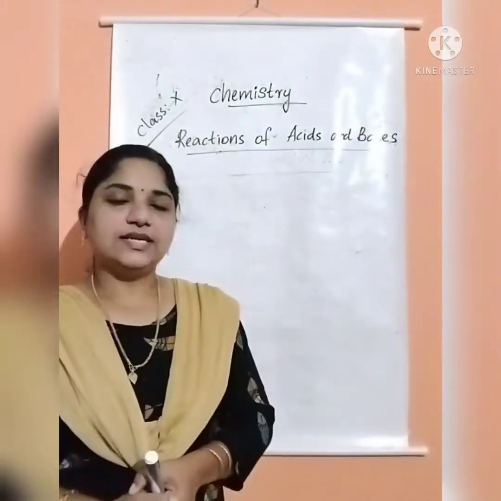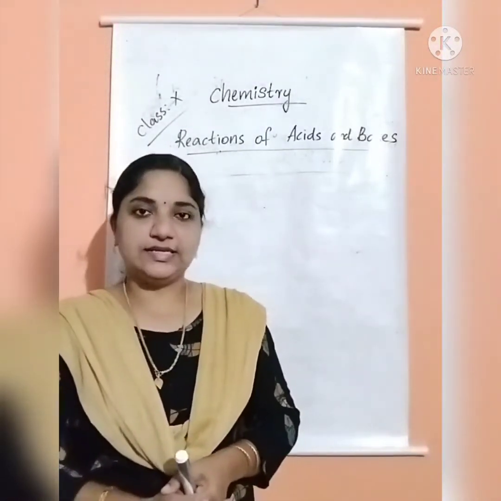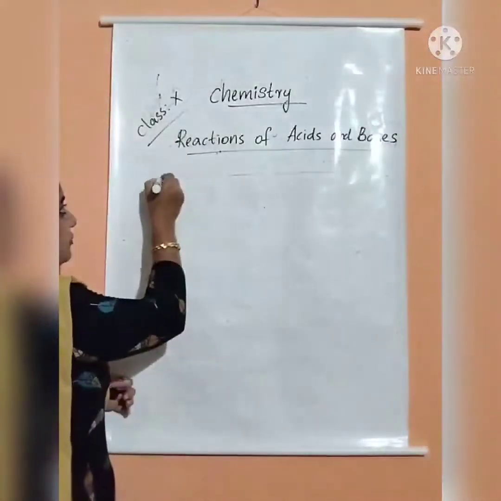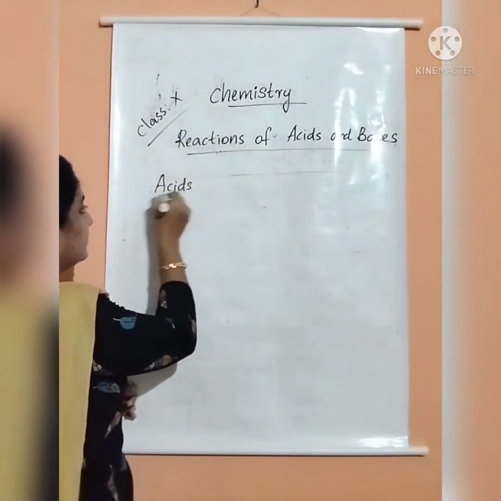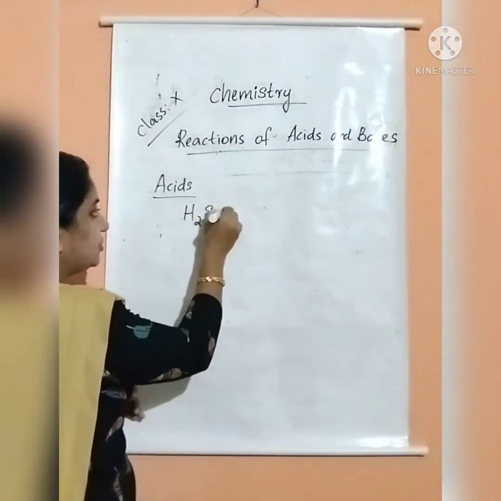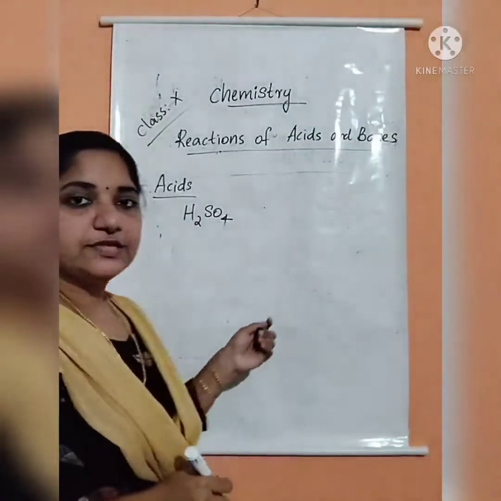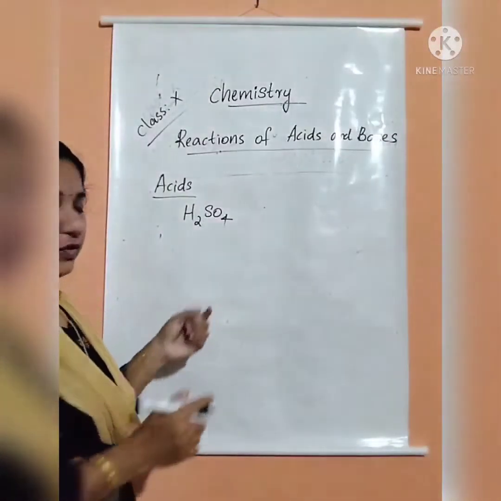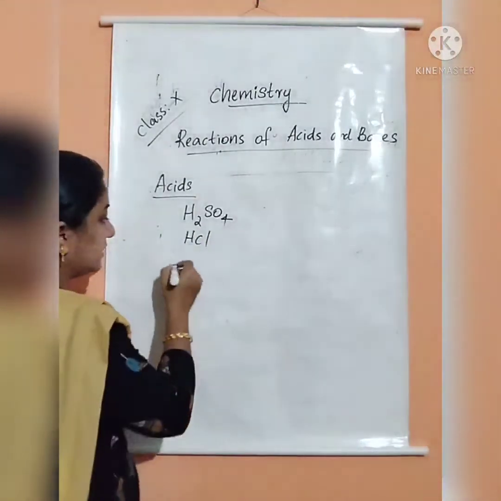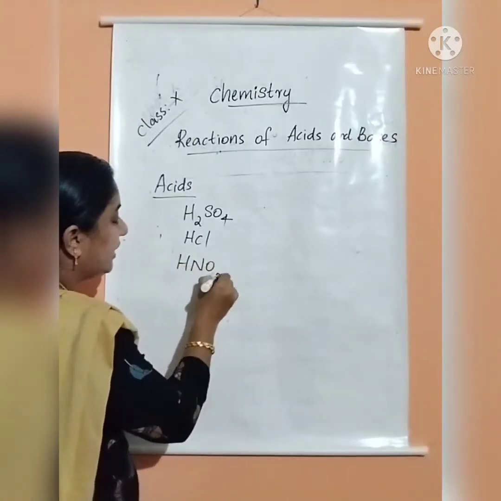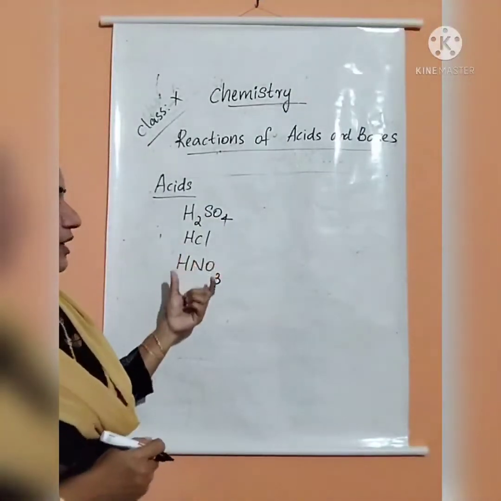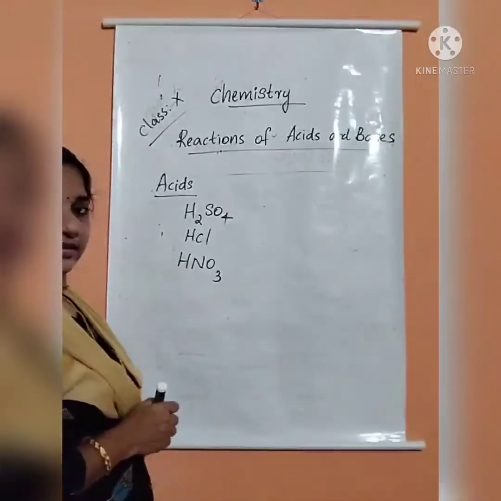Children, I will write some examples for acids and some examples for bases. First of all, acids. Familiar acids are, first one, sulfuric acid, H2SO4. That is the chemical formula of sulfuric acid. Then HCl, hydrochloric acid, and HNO3, nitric acid. Sulfuric acid, hydrochloric acid and nitric acid.